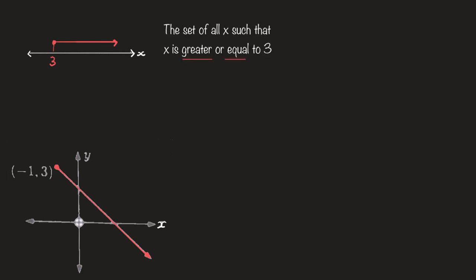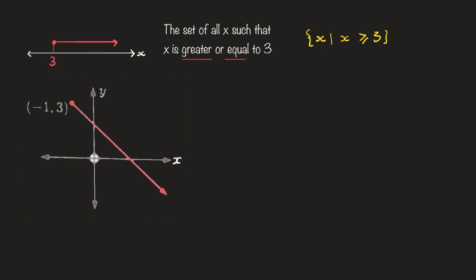So how would we write this in set notation? We'll need to put a brace first of all, and then show that x is such that x is greater than or equal to 3. And then we'll finish off with a brace to close it off.